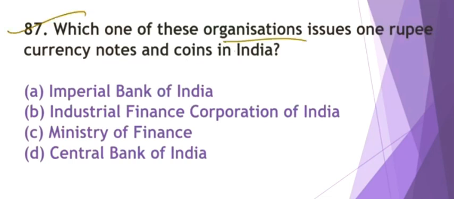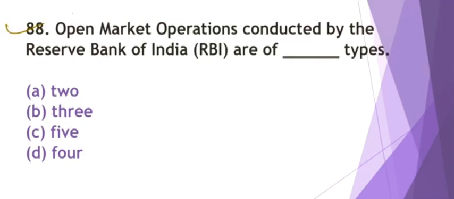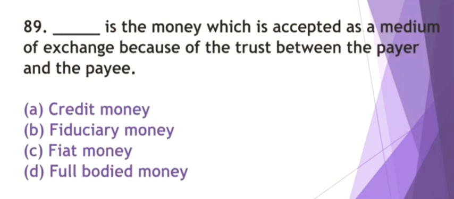87. Which one of these organizations issues 1 rupee currency notes and coins in India? Option number C, Ministry of Finance. 88. Open market operations conducted by the Reserve Bank of India are dash types. Option number A, two types.